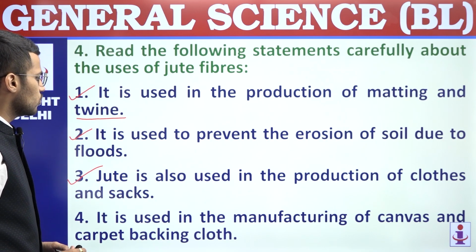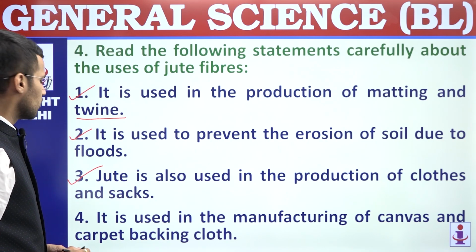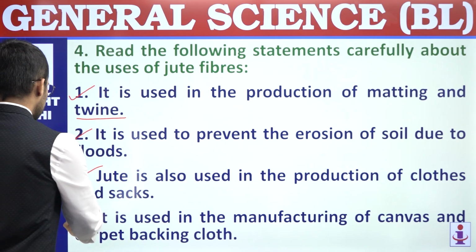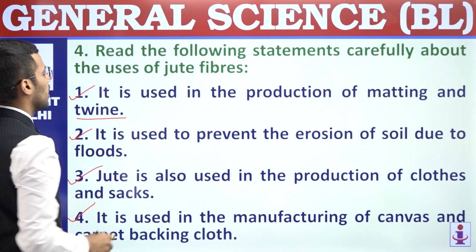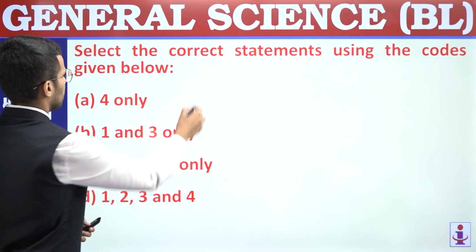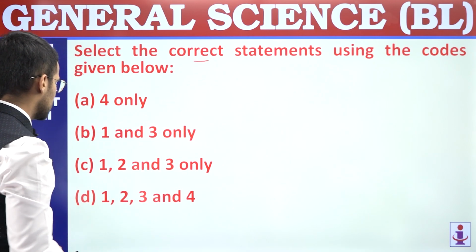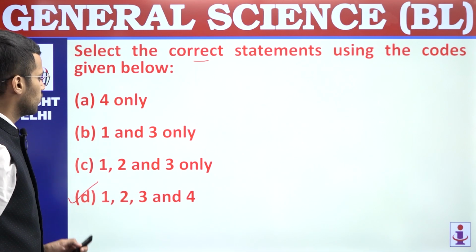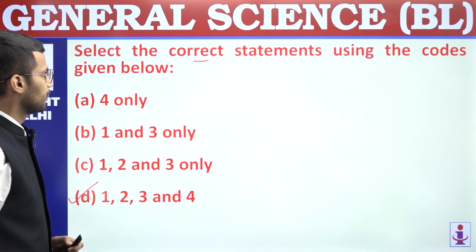Fourth, it is used in the manufacturing of canvas and carpet backing cloth, right? So all these statements related to jute fiber are correct statements. We are supposed to find out correct statements only, and hence the answer should be D, 1, 2, 3 and 4. Question number 4, answer is D.